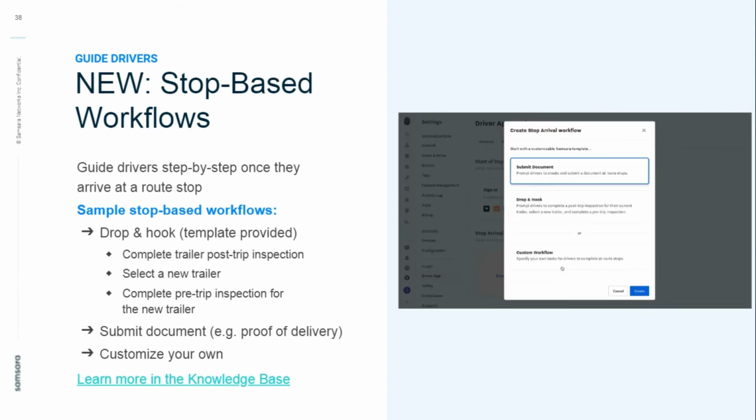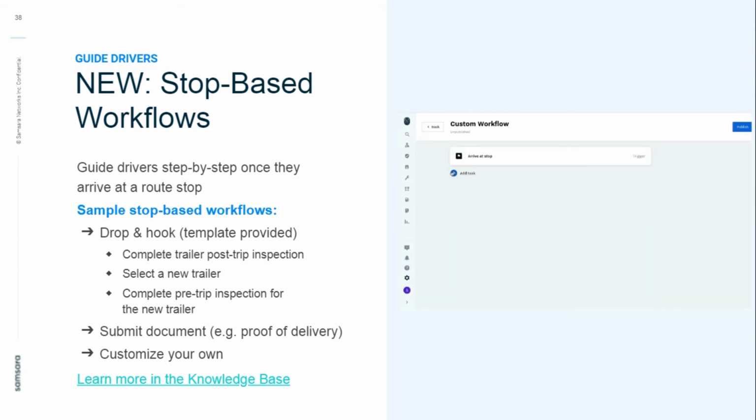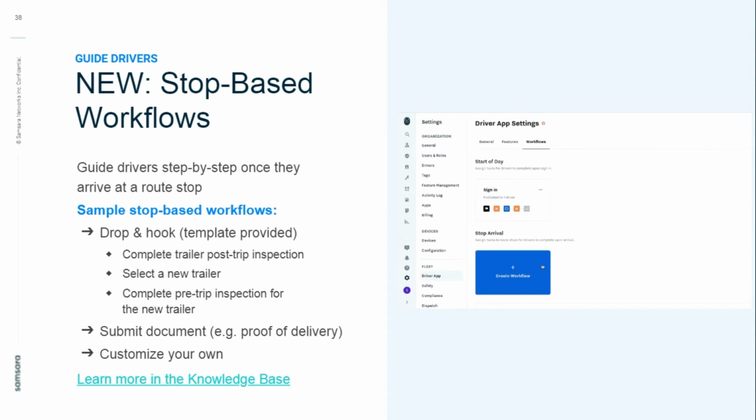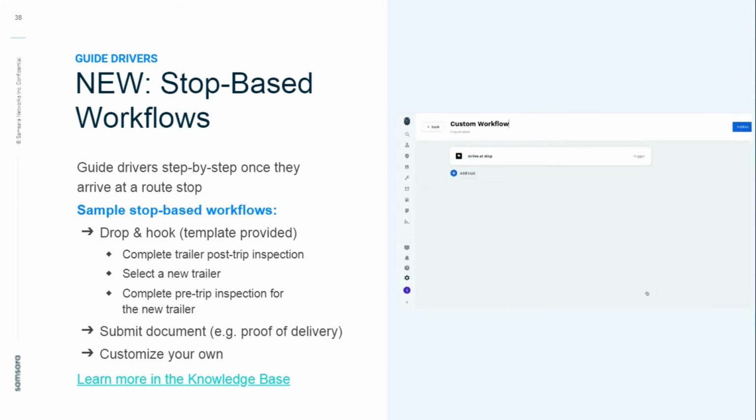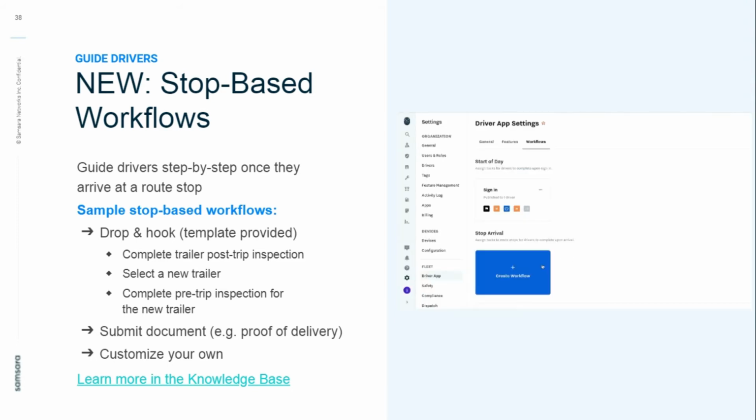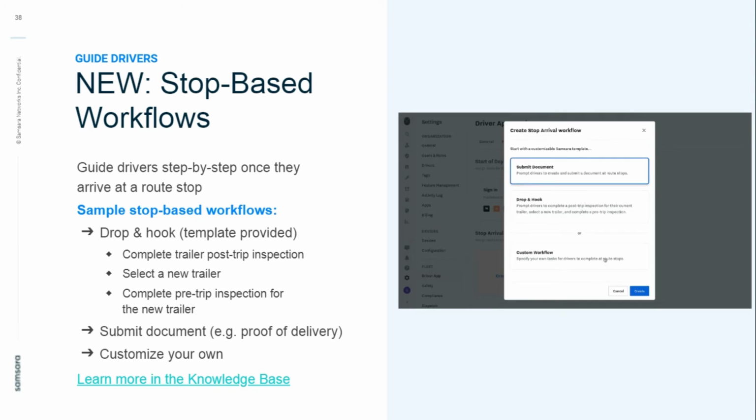Something that's pretty exciting that we added just recently is the ability to create workflows that are triggered based on stop arrivals. So if you're using our routing feature, this is a great way to create workflows that are associated with a route stop. The concept really is the same here. You're going to be able to create and customize workflows. It's just that the trigger of these workflows is different.